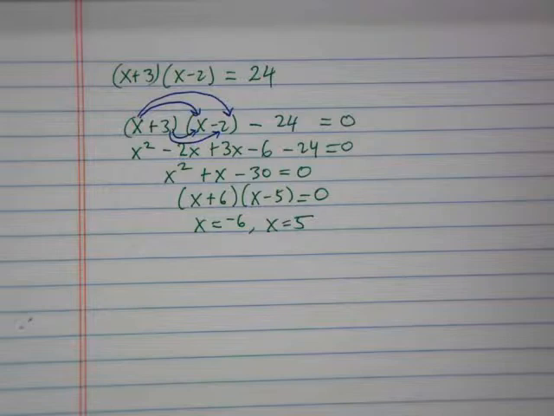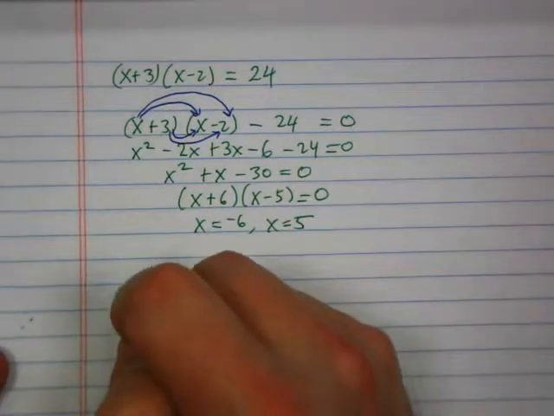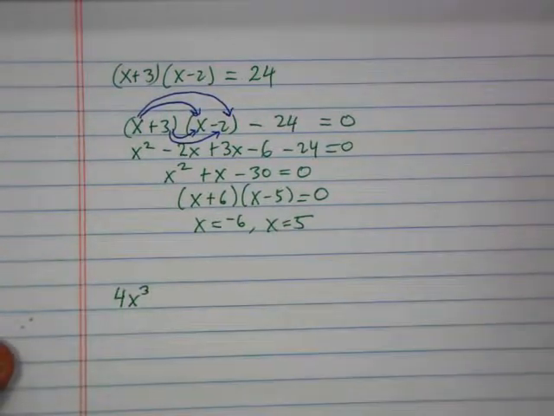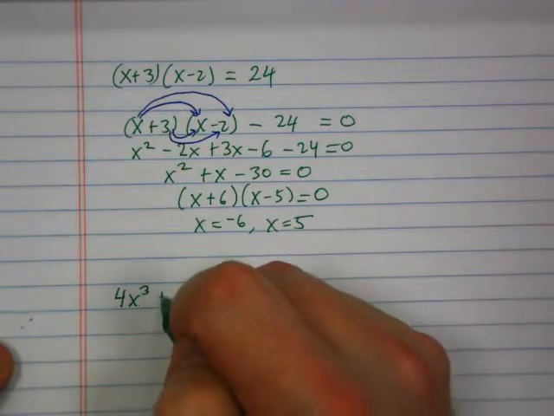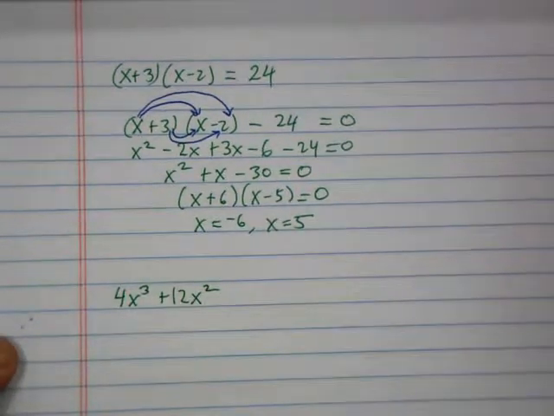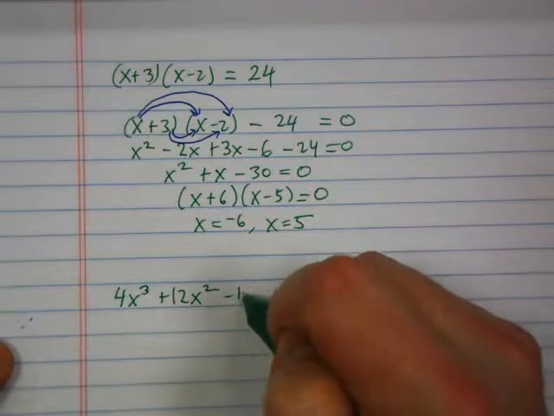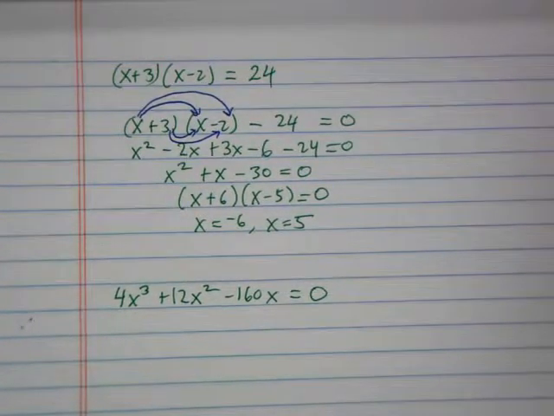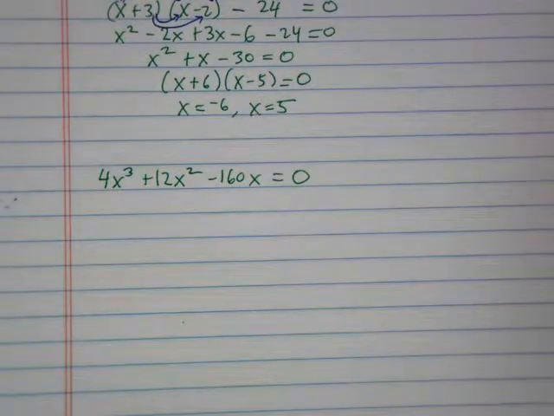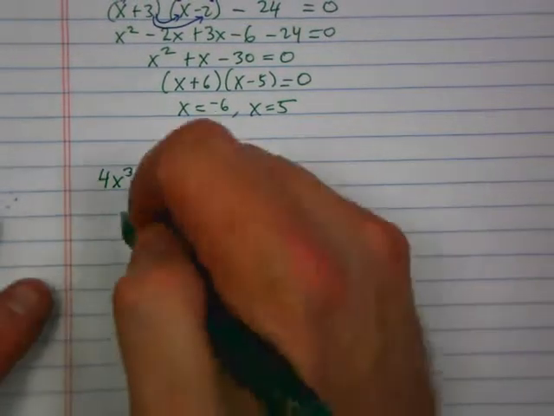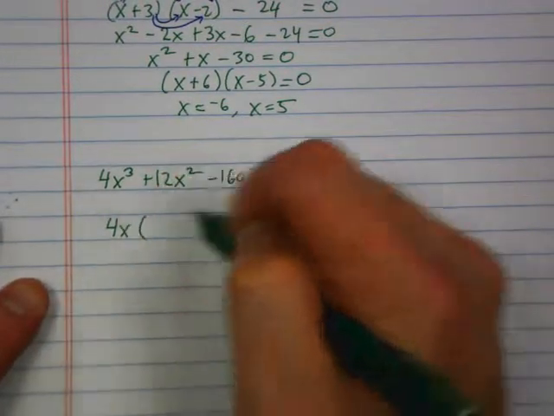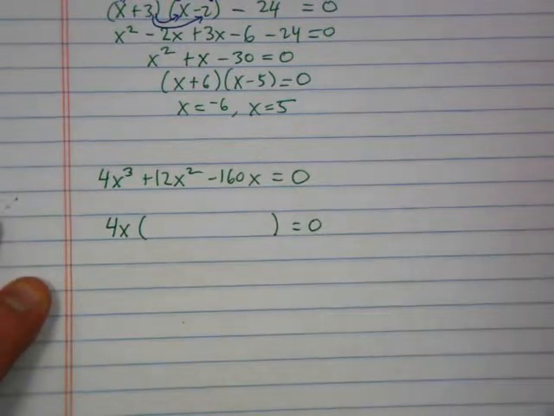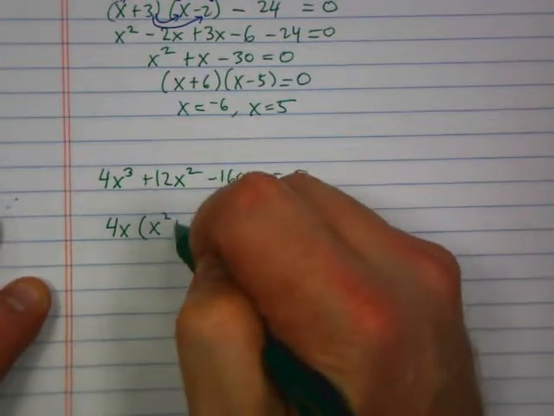How about, I'll just steal that one that I had. 4x cubed plus 12x squared minus 160x is 0. Easy enough. Easy enough? Great. It has a GCF. I agree completely. What's your GCF? 4x. Okay, so I take a 4x out. What's left over? x squared plus 3x minus 40.